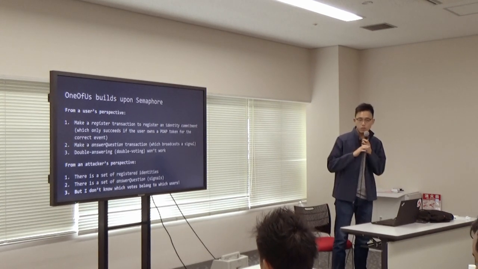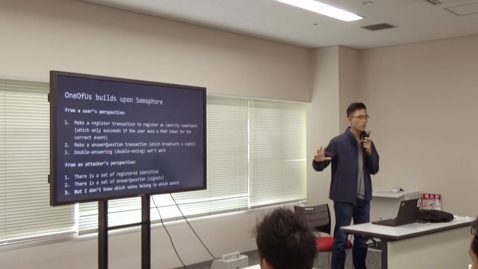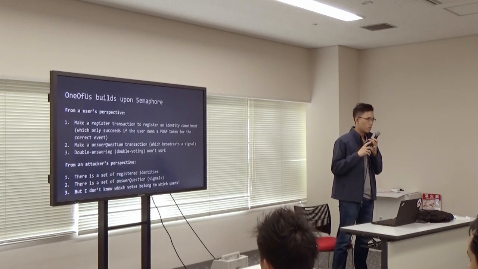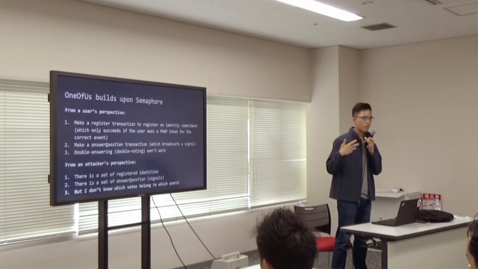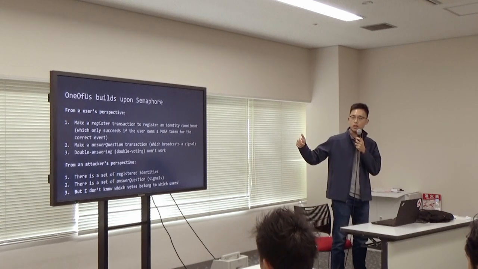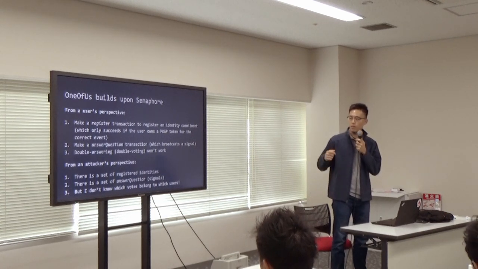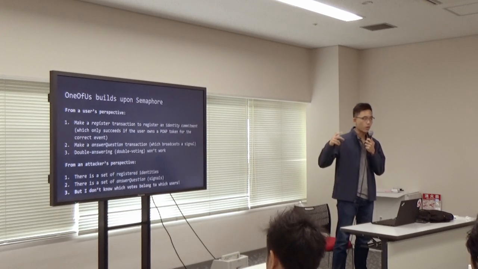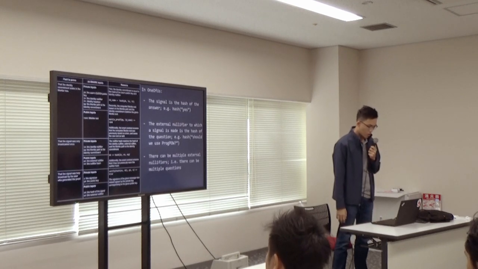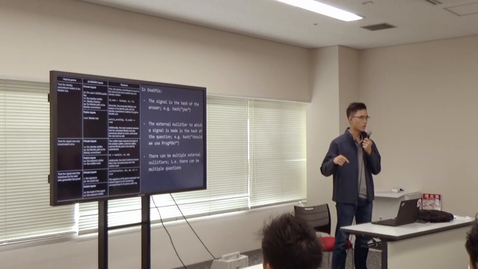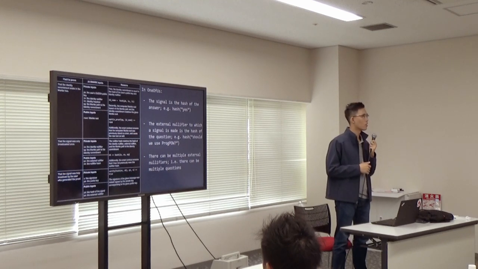Semaphore, to reiterate, is a base layer for these ZK applications. Other applications are like a mixer, anonymous login, even probabilistic micropayments. There are a few ideas. This comes from Barry Whitehat and Koh Wei Jie from the EF, and in other talks they've been talking about Semaphore, and this is just one application of it. Okay, so before I go even deeper into the Semaphore ZK-SNARK circuit, are there any questions about this?